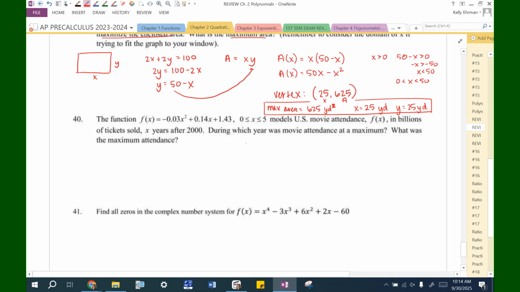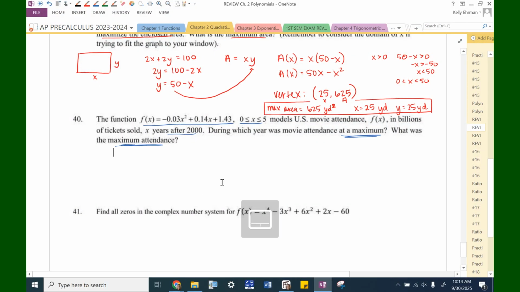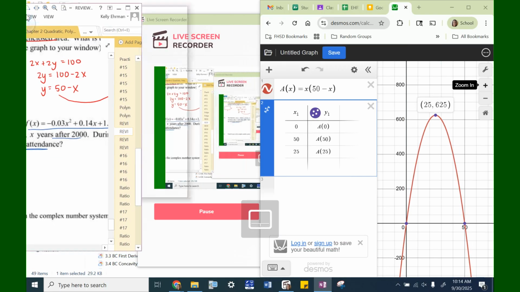All right, next problem. This function here with this domain models U.S. movie attendance in billions of tickets sold for years after 2000. During which year was the movie attendance at a maximum? What was the maximum?